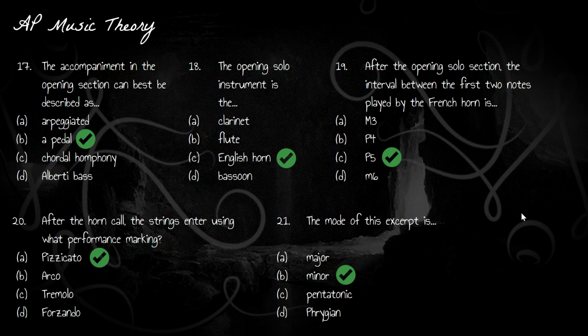Question 19. The correct answer is C. The interval is a perfect fifth. This horn call is sounded 3 times. Question 20. The correct answer is A. After the horn call, the strings enter plucking the strings. This is called pizzicato. Question 21. The excerpt is in minor.